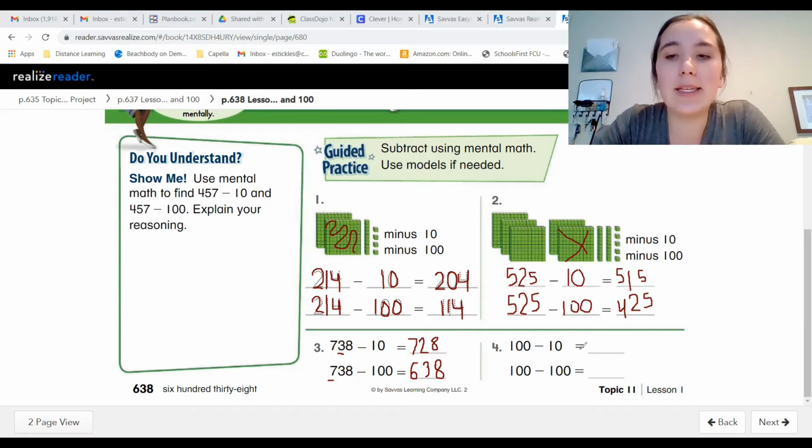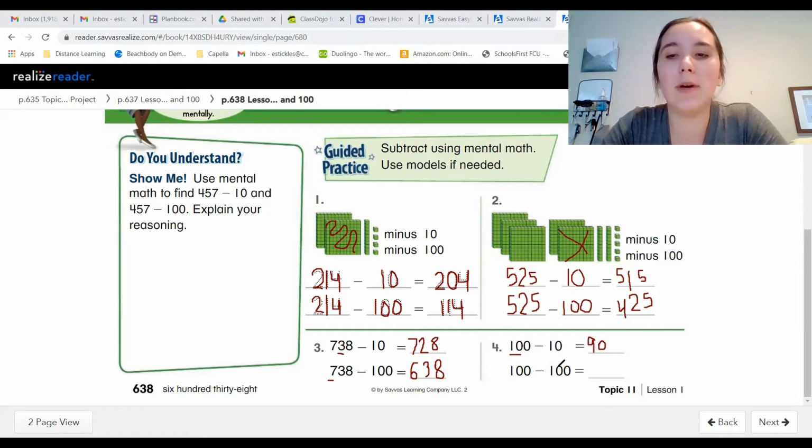We have 100 minus 10. Well, this one seems a little bit tricky if you look at it because we have a 0 in the tens place. But if you think about it this way, 100 is the same as 10 tens, right? So 10 minus 1 is 9. So 9 tens. And how much is 9 tens? 90. So 100 minus 10 is 90.